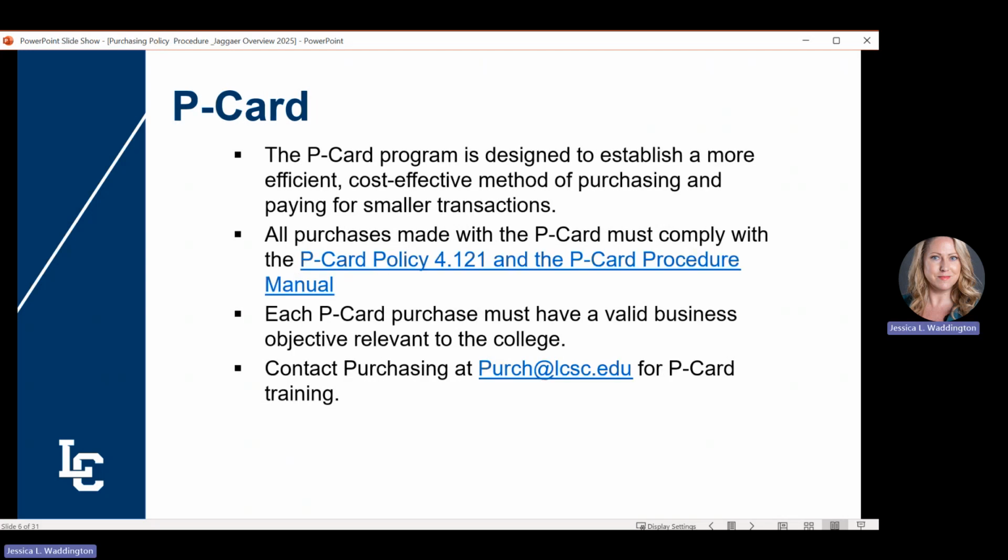The P-card program is designed to establish a more efficient, cost-effective method of purchasing and paying for smaller transactions. All purchases made with the P-card must comply with the P-card policy and P-card procedure manual linked here. Each P-card purchase must have a valid business objective relevant to the college. Contact purchasing to schedule P-card training.